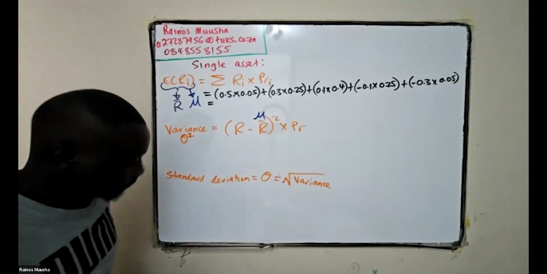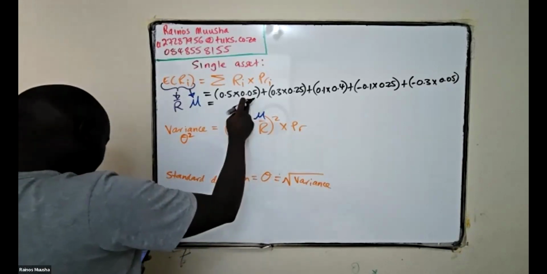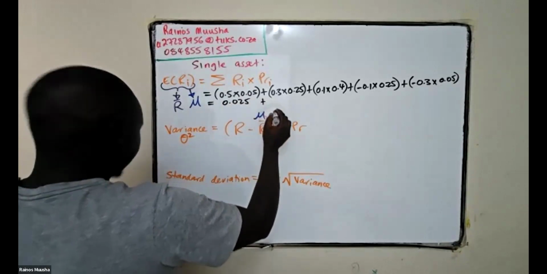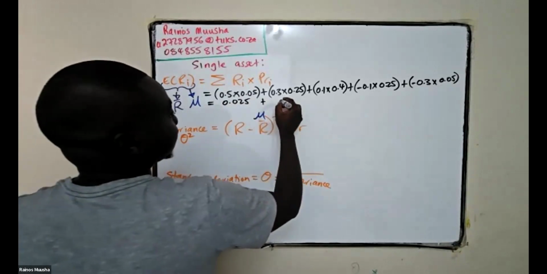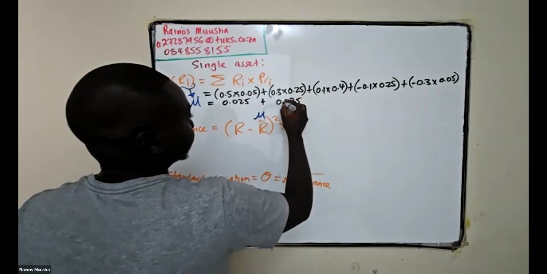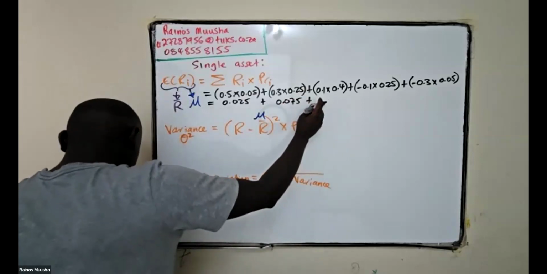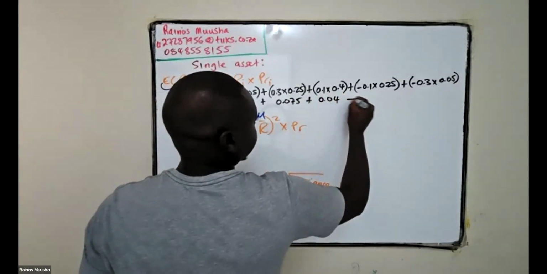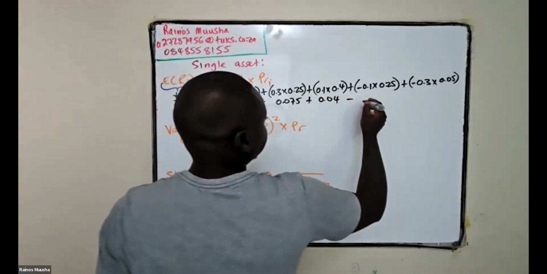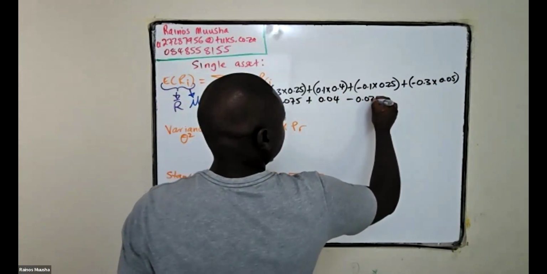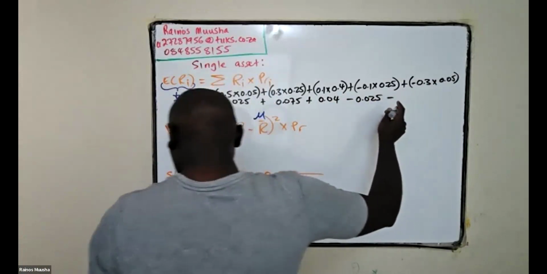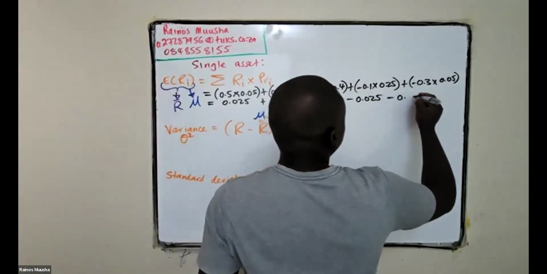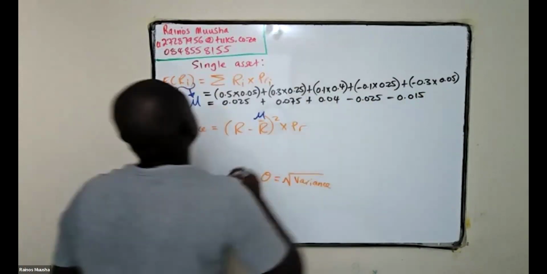So for the first scenario, or the first bracket, you must be able to get a figure of 0.025. For the second bracket, you must be able to get a figure of 0.075. For the third bracket, 0.04. The next bracket, minus 0.025. And the last bracket, minus 0.015.